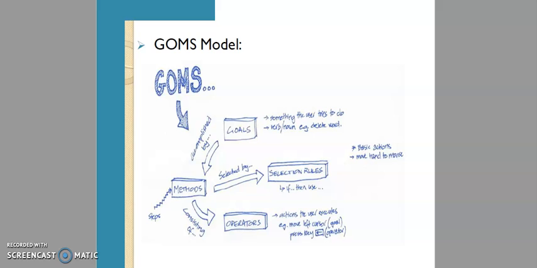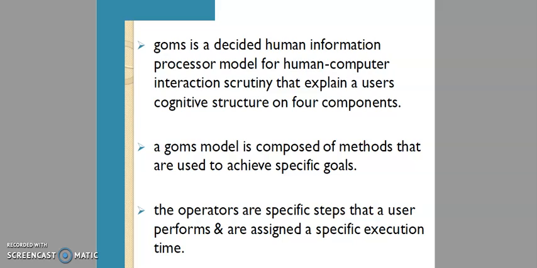We take delete word. So the goal is delete word. For the methods, different steps are given, the goal is move the cursor left, and the action is perform press key. So this is the structure or model of the GOMS model. GOMS is a human information processor model for human computer interaction that explains the user's cognitive structure in four components. GOMS models compose methods that are used to achieve specific goals.